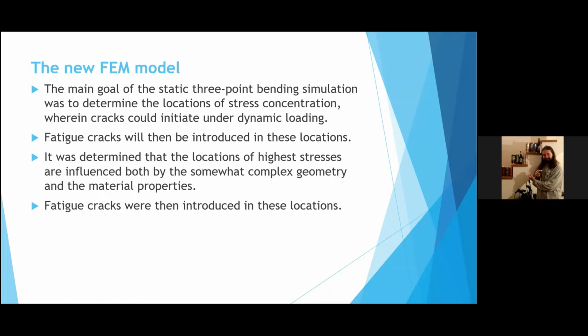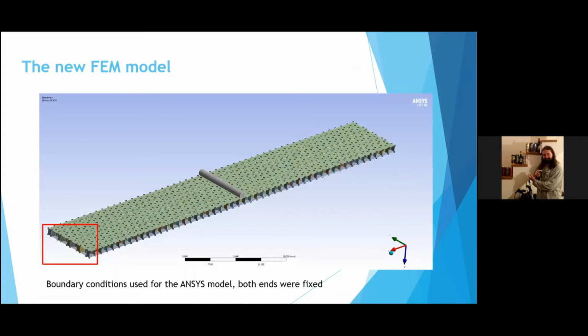So for the ANSYS simulation, we also made a 3-point bending model, with boundary conditions corresponding to the end loads, which would correspond to the real experiments, to determine the critical locations with high stresses where we can expect the fatigue cracks to initiate. In our case, there were actually 2 locations with very similar values, so both of them will be considered.